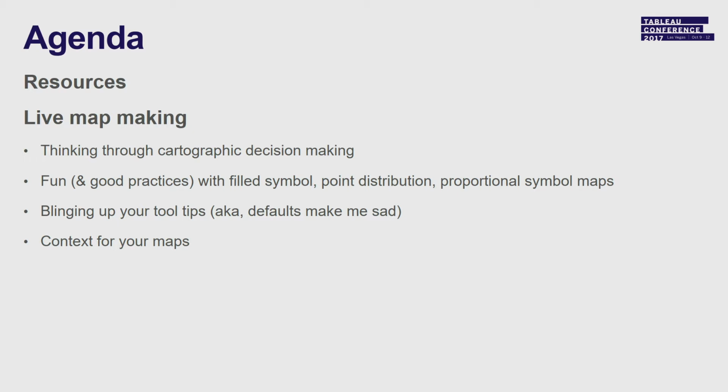So we're going to do some live map making. I'm going to go through 3 different map types. I'm going to talk about some good practice and decision making with each of those. Have some fun with them. How can you bling up your maps a little bit? We'll talk about everything from good tool tips to making classification schemes that really help you see different patterns inside your data sets. And talk a bit about context and whatever else comes up while we're building stuff.